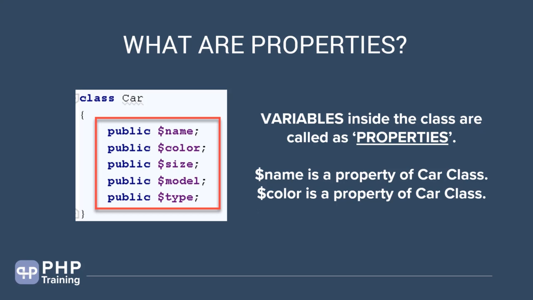And $color is a property of car class. So these are properties. From here onwards, we will not call it a variable. It is basically the property of that class. Okay, let's look at methods.